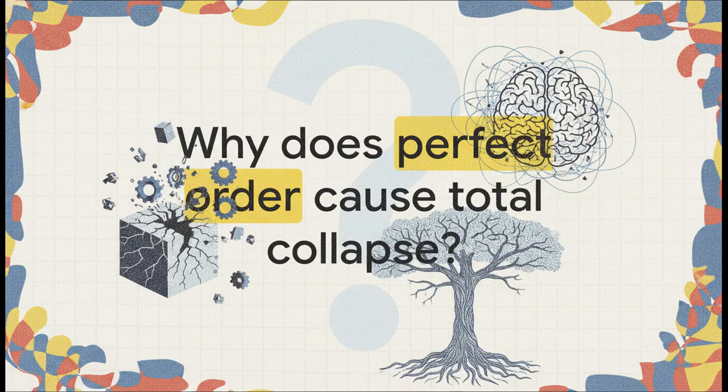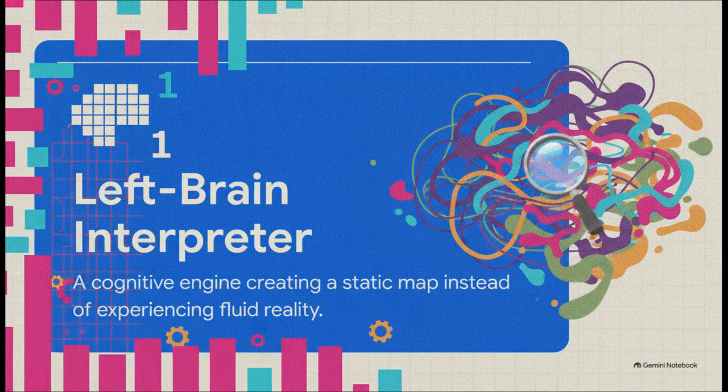We humans absolutely crave stability, right? But in doing so, we essentially engineer our own obsolescence by stripping out the very flexibility we need to survive in a volatile world. This brings us to the core of the problem, the left brain interpreter.